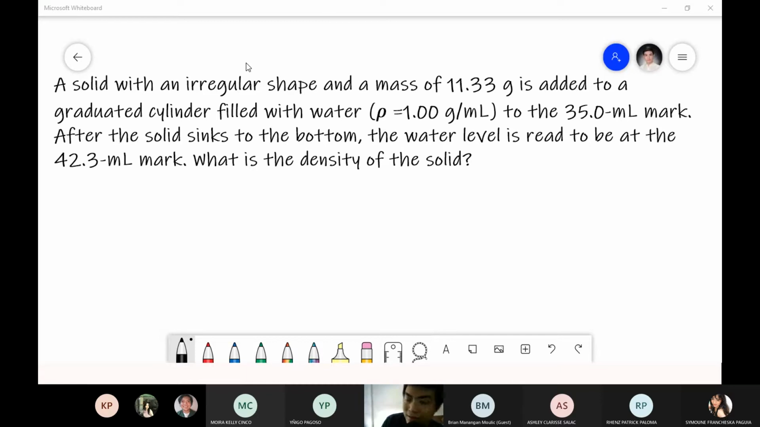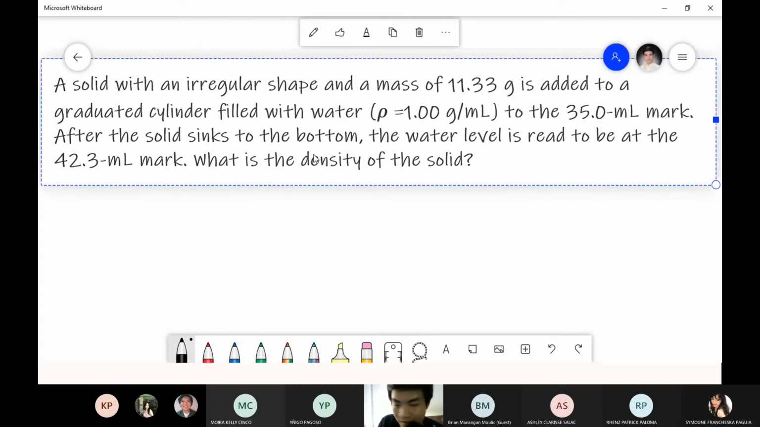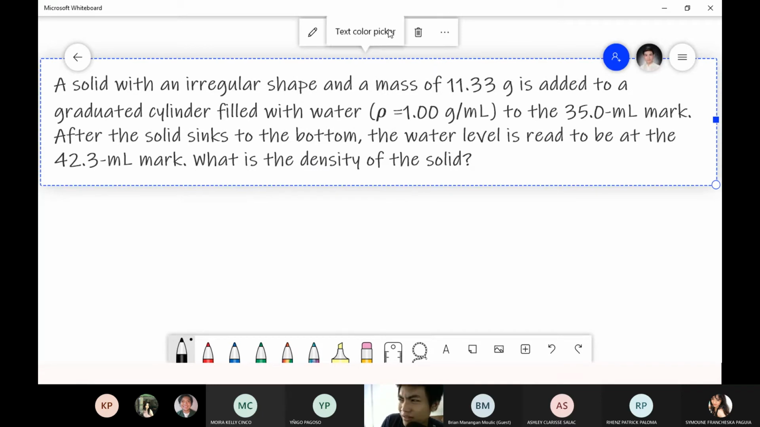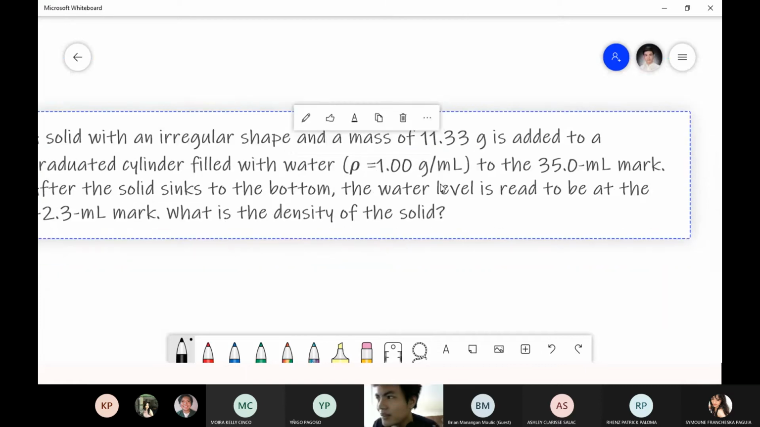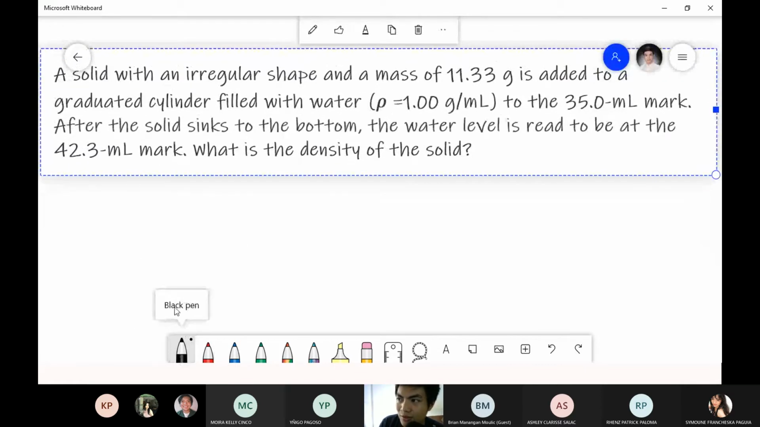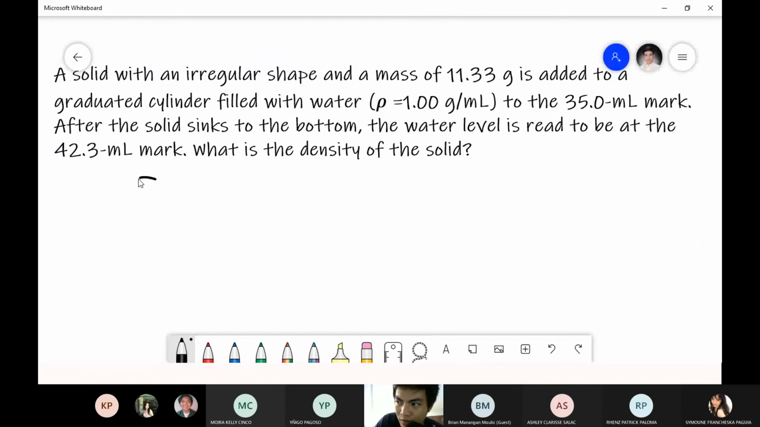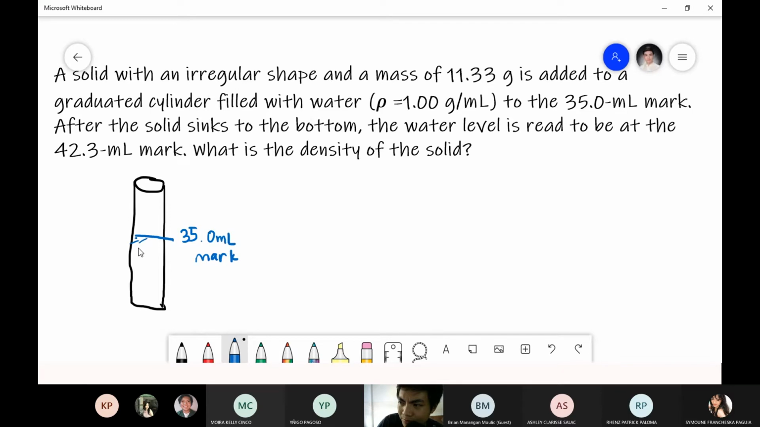Sige, so let's try to answer this problem. So madali lang to. As in, madali lang talaga. I'll try to reduce the text size. Anyway, so ganito lang ganap dyan. So you have a graduated cylinder. So I know everyone knows how it looks like. No? So ganyan yon. So this is the graduated cylinder filled up to 35 ml mark. Okay. So yan yung ating graduated cylinder. Ayan yung kanyang initial volume.